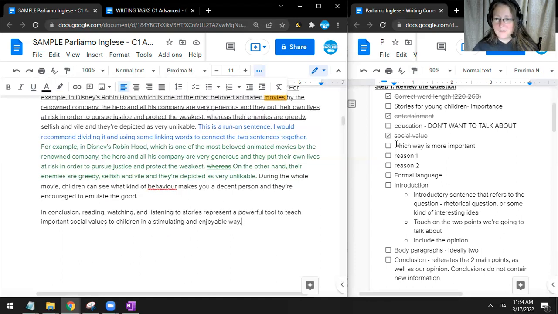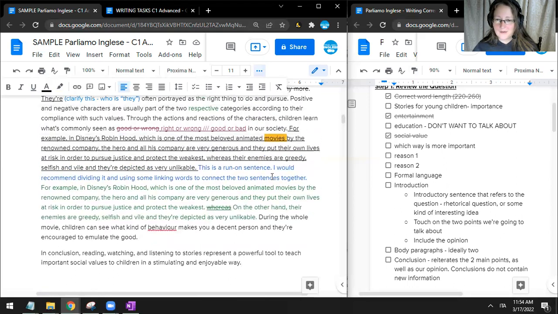Okay, so we've talked a ton about social values, but we have not talked anything about entertainment. I know you commented to me that you had trouble reaching the word length. That's really because, if you had addressed the second bullet, you would have had no problem reaching the word length. So I think that's your problem. You told me this is like your second or third essay or something like that.